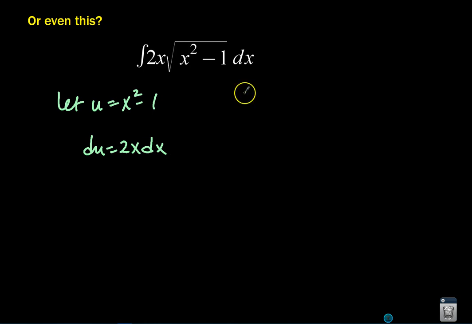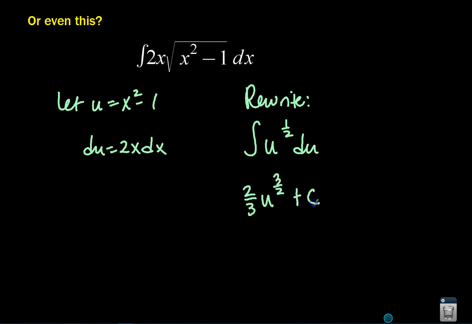So I'm going to go to my rewrite step, and now I've got u to the 1/2, and then the 2x dx is being taken care of by du. So then the antiderivative of u to the 1/2 is 2/3 u to the 3/2 plus c. So I've got 2/3 (x squared minus 1) to the 3/2 plus c.